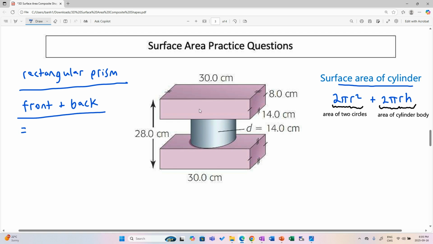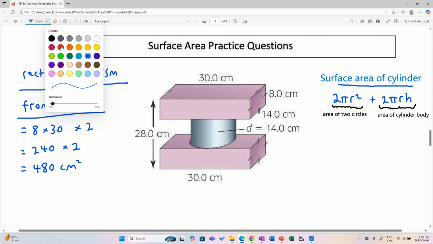In this case, the front would just be 8 times 30. And I'm going to multiply it by 2 to get the back as well. 8 times 30 is 240. If I multiply it by 2, I'm going to get 480.